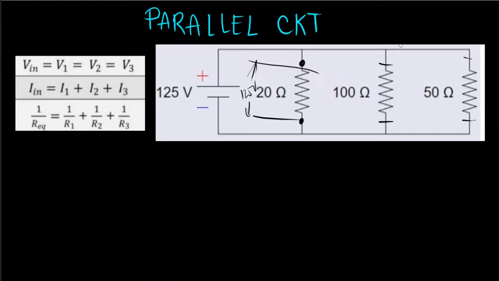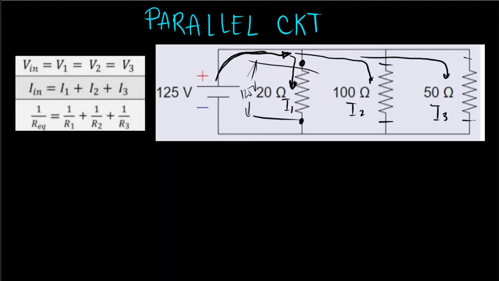However, compared to the series, our current is this. Since we have current entering here, it splits in the middle. So, some enters here, which is your I1. Some enters here, which is your I2. And some also enters here, which is your I3. So, our total current is I1 plus I2 plus I3. Okay. What is a bit complicated is the total resistance. So, total resistance is 1 over Req equals 1 over R1 plus 1 over R2 plus 1 over R3.